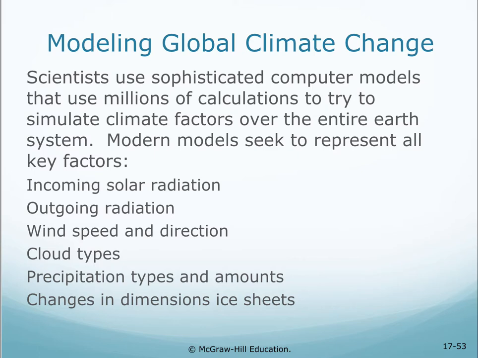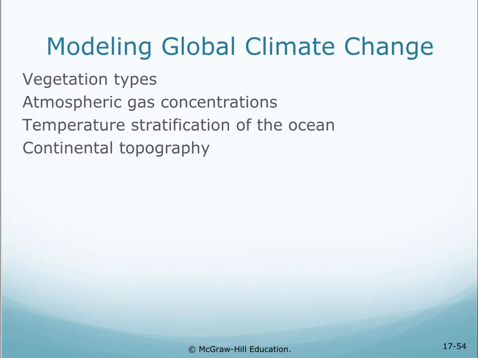Scientists use sophisticated computer models that use millions of calculations to try to simulate climate factors over the entire Earth system. Modern models seek to represent all key factors, including incoming solar radiation, outgoing radiation, wind speed and direction, cloud types, precipitation types and amounts, changes in dimensions of ice sheets, vegetation types, atmospheric gas concentrations, temperature stratification of the ocean, and continental topography.